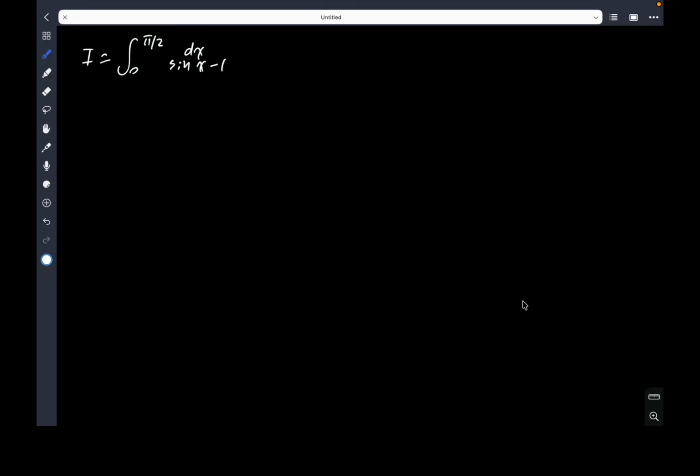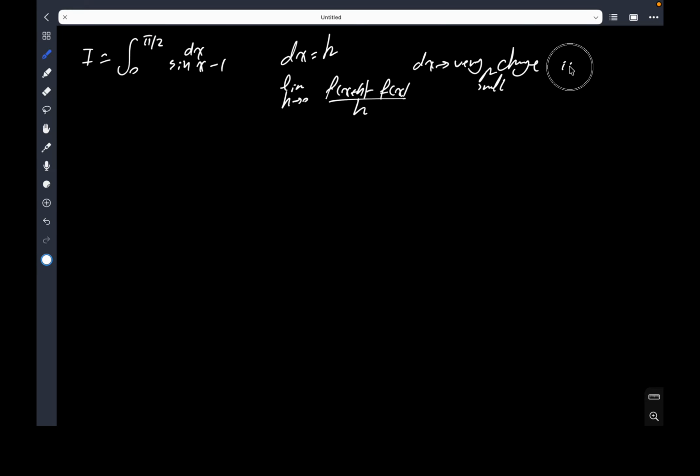Hello, in this video we're gonna see how we should solve this strange looking integral. So let me start off by reminding you that dx here is the same thing as h, where h is the limit as h approaches 0 of f of x plus h minus f of x over h. In other words, dx is a very small change in x, and it's infinitely small and we can treat it as a limit.